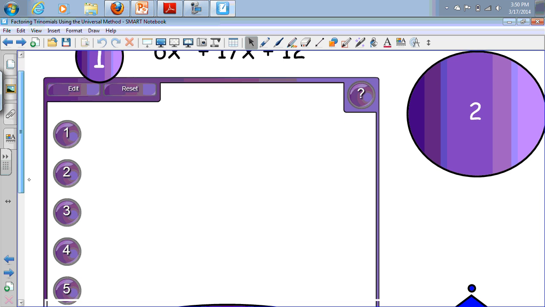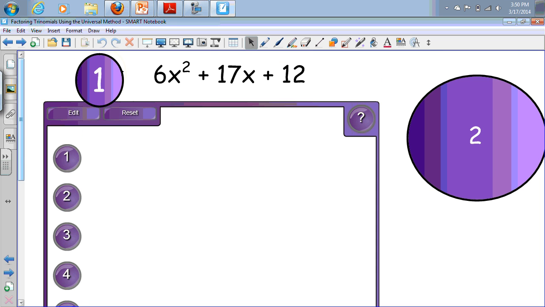What's different this time is now we have a coefficient in front of our first term that's not 1. That poses a little bit of a problem because when we get ready to FOIL, our first numbers just don't get x squared. They are going to have to get 6x squared. So there's a couple of steps we want to do. Fill in your chart as we go, and I'll do my best to help simplify this for you.